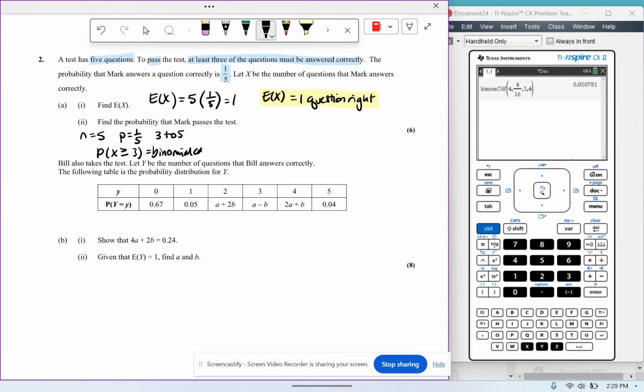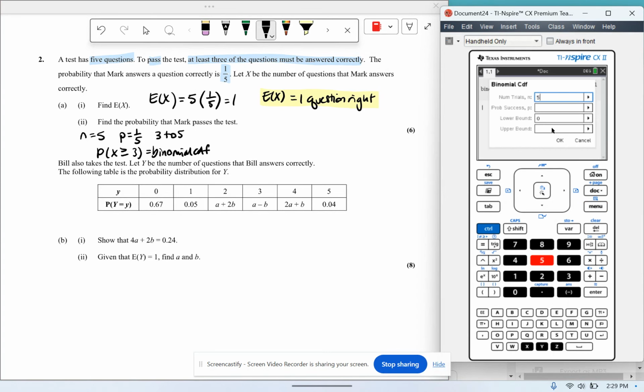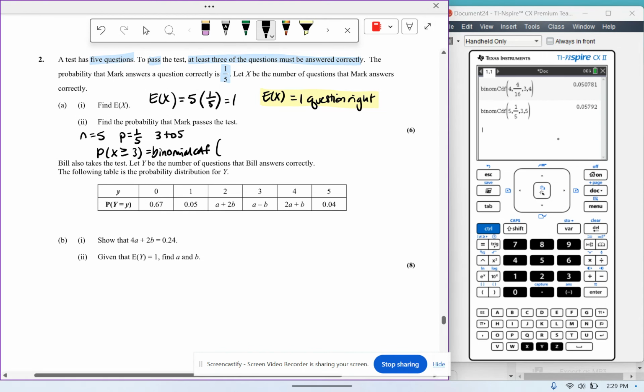binomial CDF. This is how you show your work for just a calculator question where you're just typing it in, right? And I'm going to do it in here. I've got menu 5, 5B. The number of trials is 5. The probability of success is 1/5. The lower bound is going to be he can get 3 questions right and pass. He can get 4 questions right, and he can get 5 questions right to pass. So I'm going to type all those in, and what I typed in was 5, 1/5, 3 to 5.